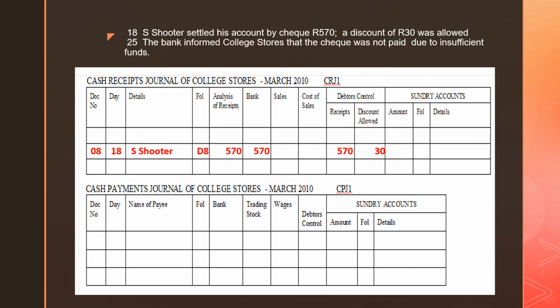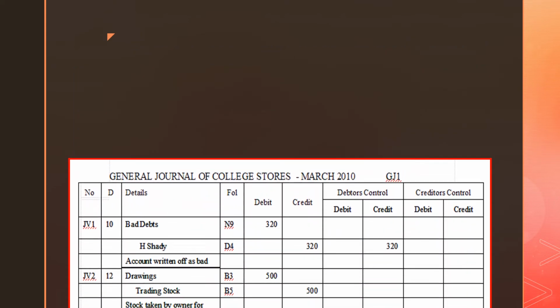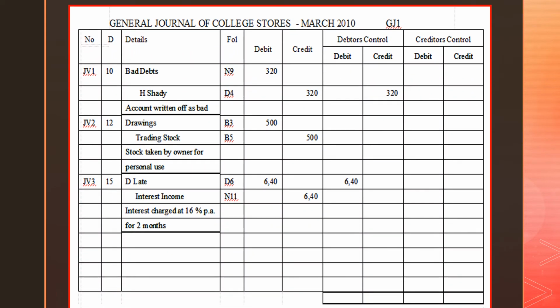On the 18th, S. Shooter is entered in the CRJ for 570, and we record his discounts of 30 Rand. We cancel the RD check in the cash payment journal, only the 570. Discounts allowed is a non-cash expense, so we can't cancel it in the cash payments journal. In the general journal, we then cancel the discount.